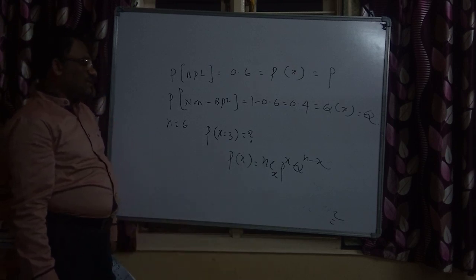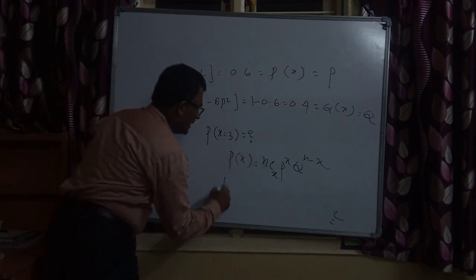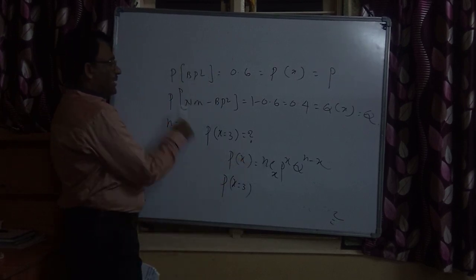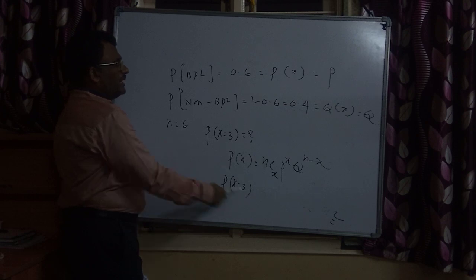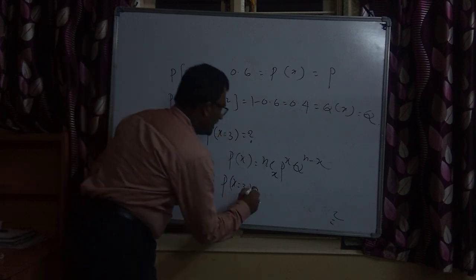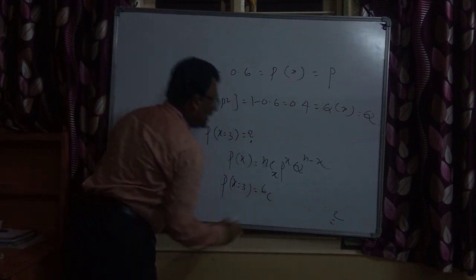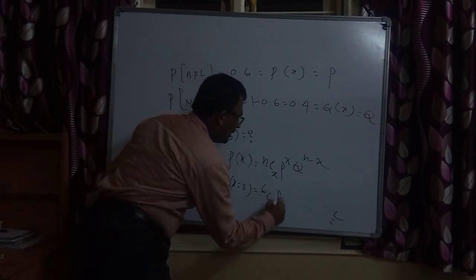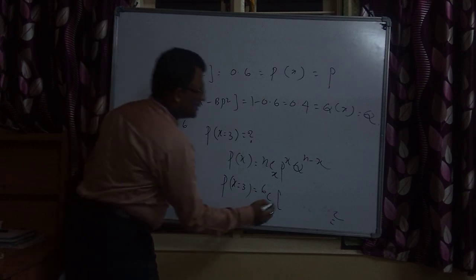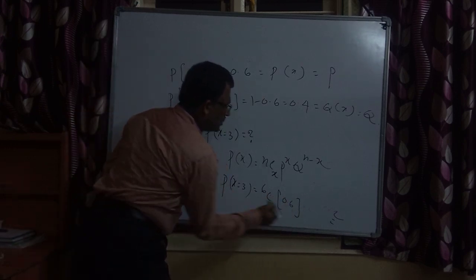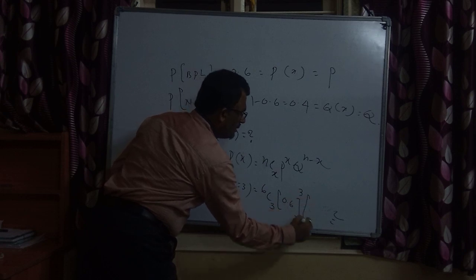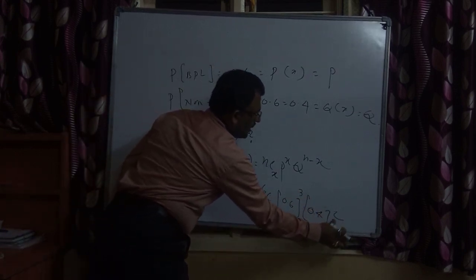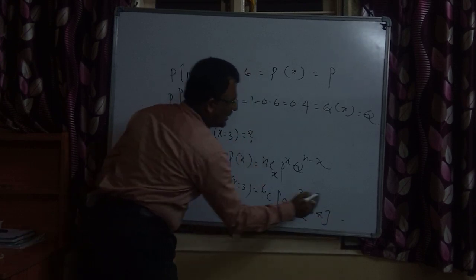Now P of X is equal to 3. Here X is going to attain the value 3 and N is 6. So this is equal to 6C3, and the value of P is 0.6 to the power of X, which is 3. The value of Q is 0.4 to the power of 6 minus 3, which is 3.